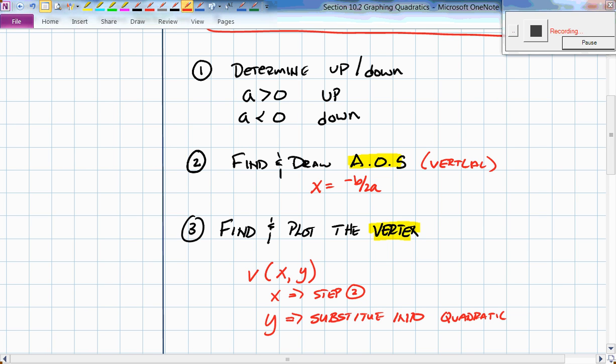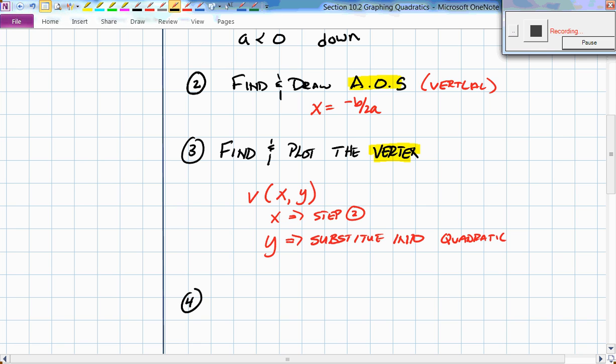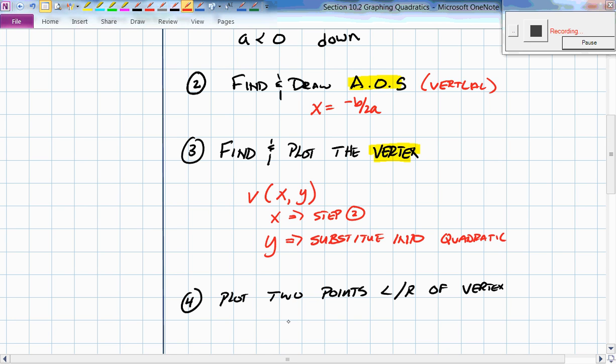That's what we're going to do. Step number 4 is we're going to plot 2 points. We're going to go to the left and the right of the vertex. Left and right of vertex. And to do that, we're going to just use a table.